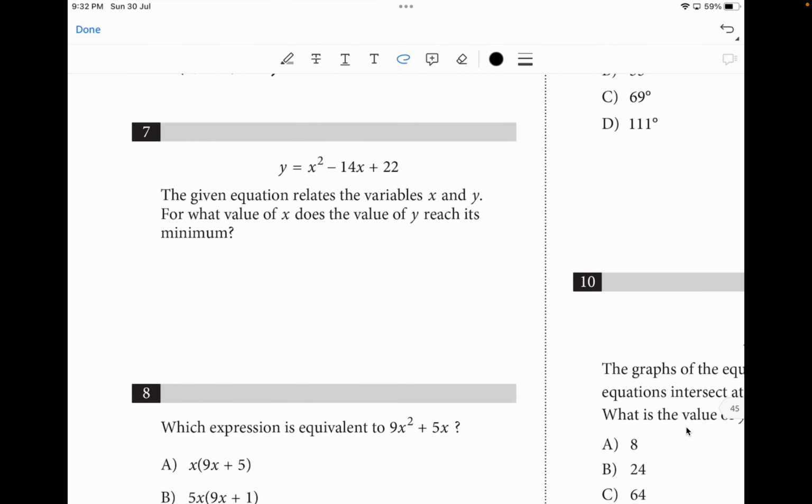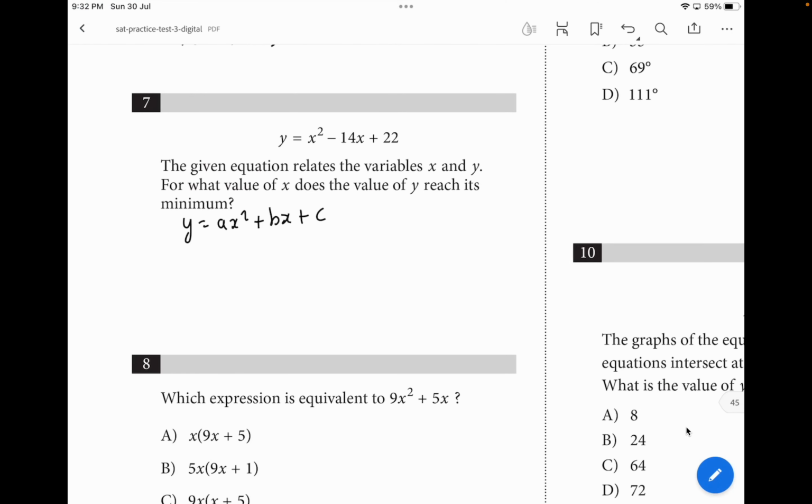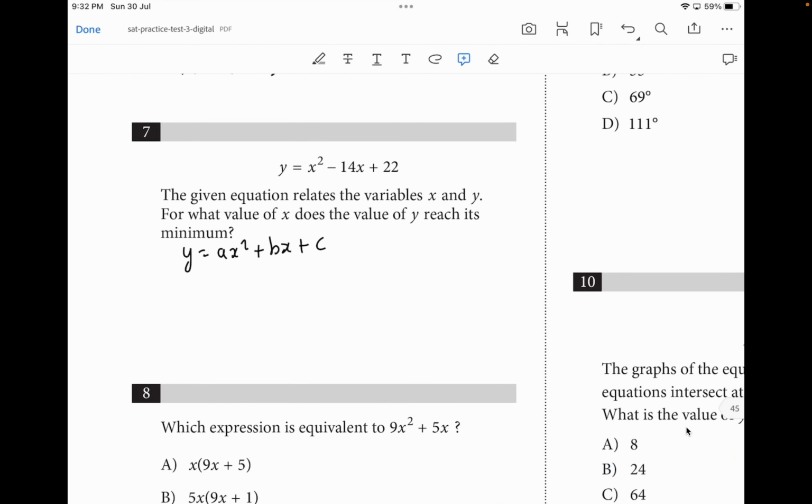Question number 7. The given equation relates the variables x and y. For what value of x does the value of y reach its minimum? For this question, you're going to write down the equation in the form of y equals ax squared plus bx plus c, where a, b, and c are constants. The value of y only reaches its minimum when x is equal to negative b divided by 2a, since the given equation is in the form of y equals ax squared plus bx plus c.